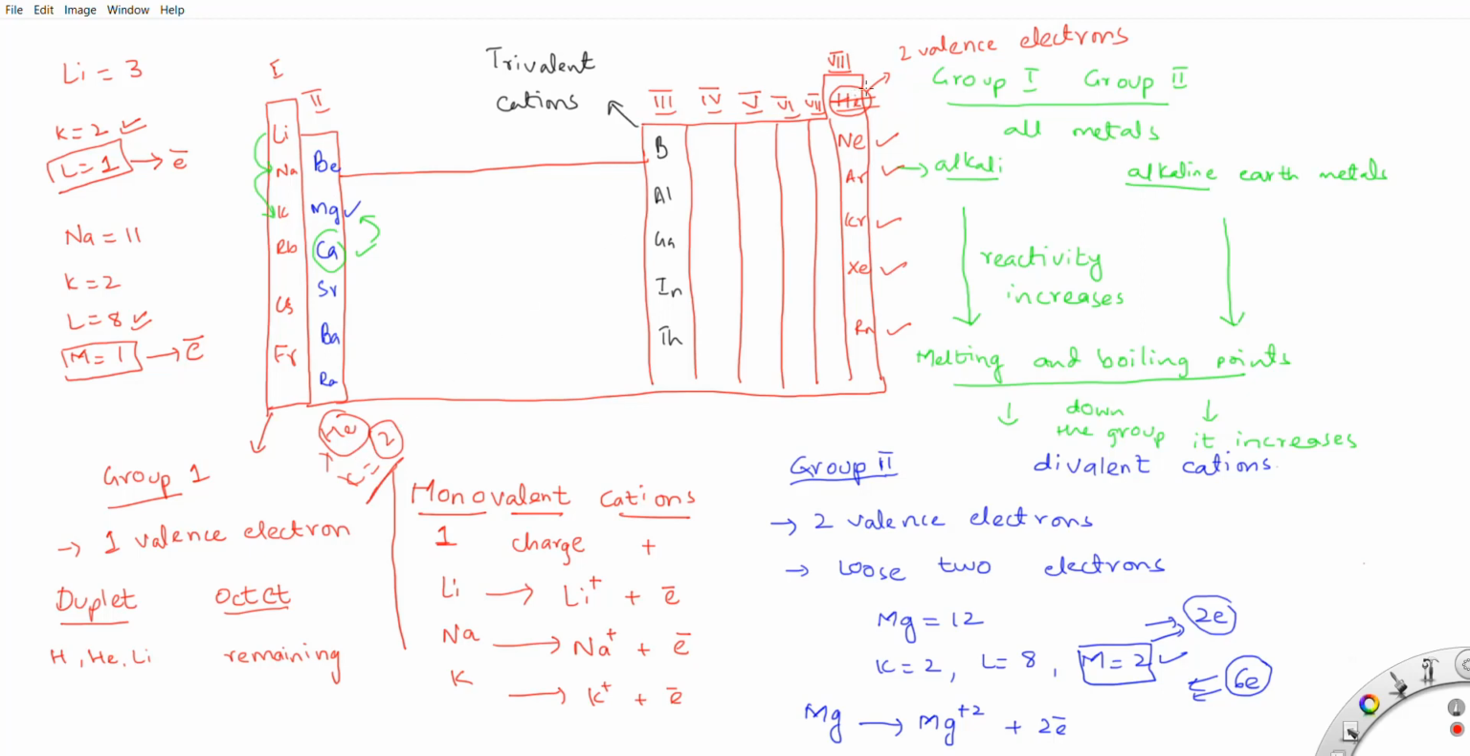That is the reason they are known as inert gases, noble gases, or zero group members. Why are they known as zero group members? Because they don't have any charge on them.